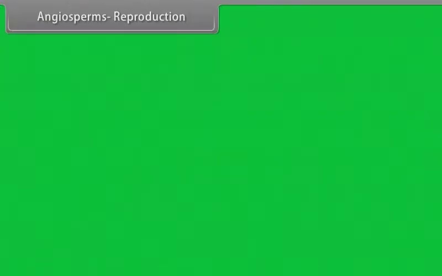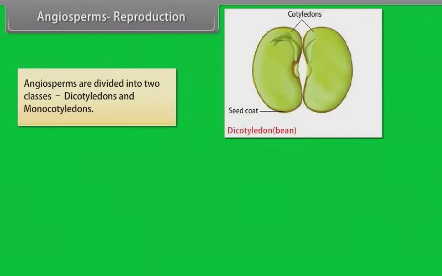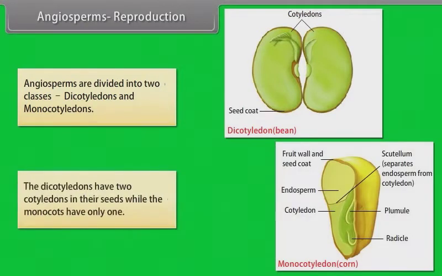Angiosperms Reproduction. Angiosperms are divided into 2 classes: dicotyledons and monocotyledons. The dicotyledons have 2 cotyledons in their seeds, while the monocots have only 1.